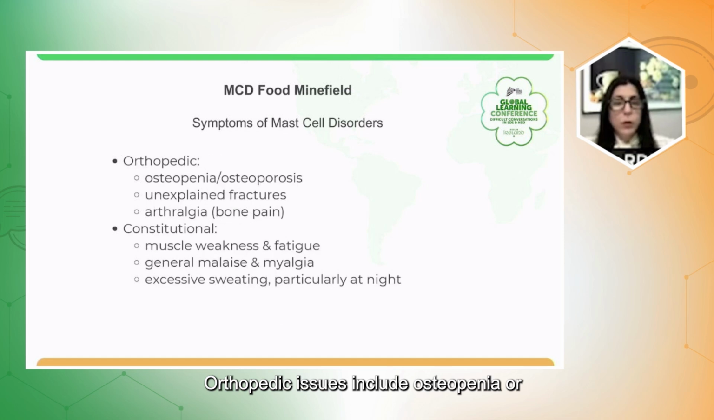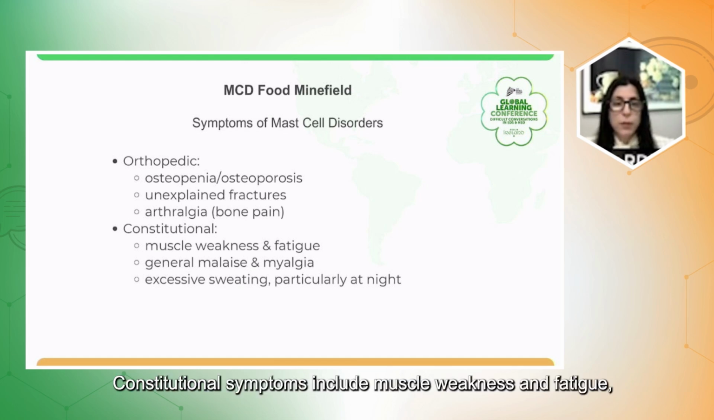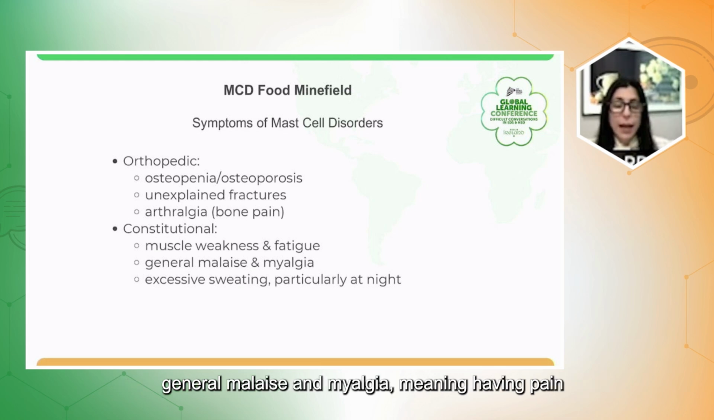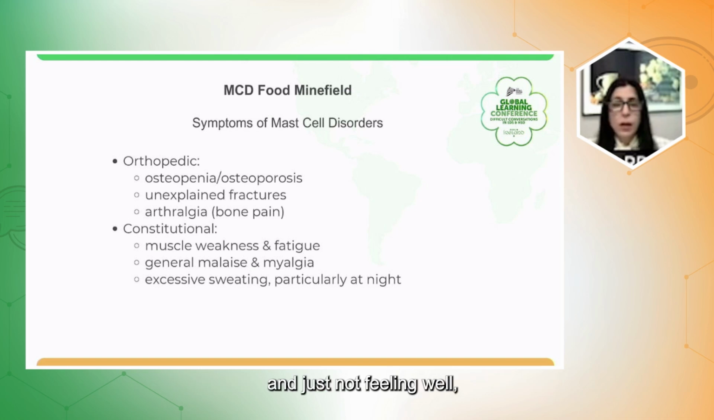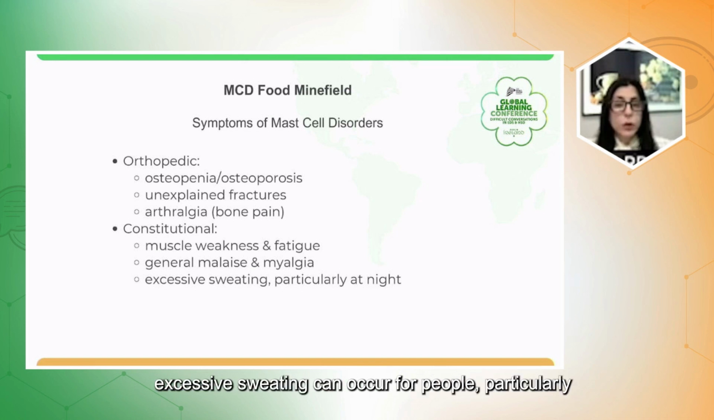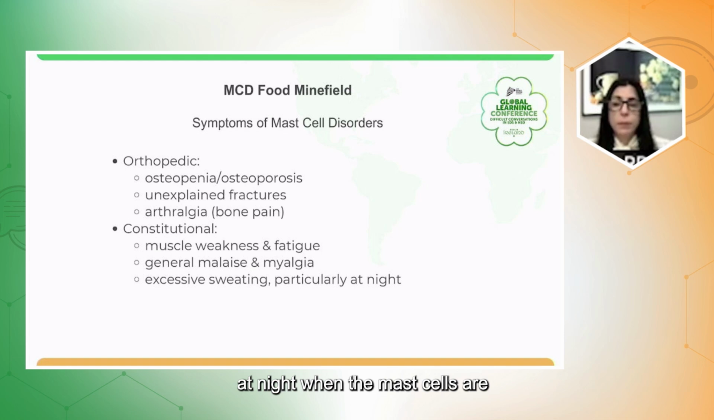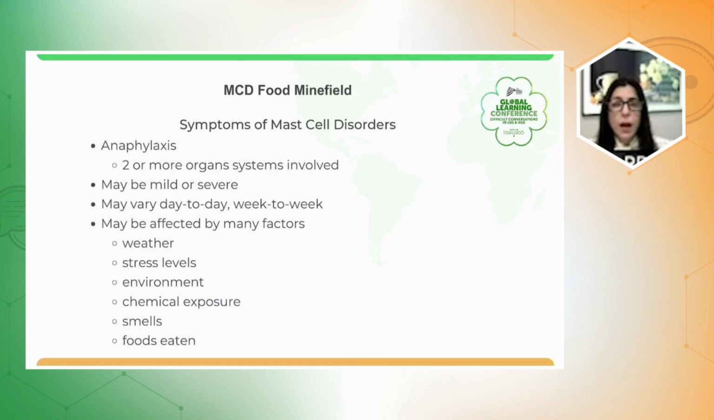Orthopedic issues include osteopenia or osteoporosis, unexplained fractures, and arthralgia, which is bone pain. Constitutional symptoms include muscle weakness and fatigue, general malaise and myalgia, meaning having pain and just not feeling well. Excessive sweating can occur for people, particularly at night when the mast cells are a little bit too active. And one of the other predominant symptoms for a lot of people is anaphylaxis.